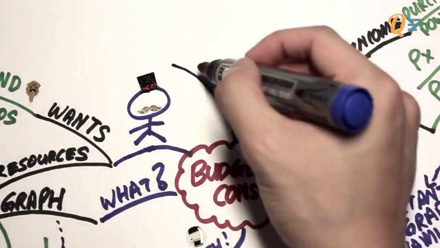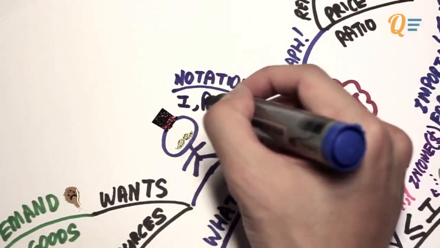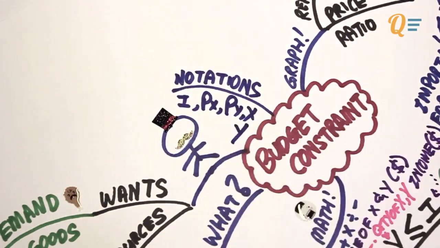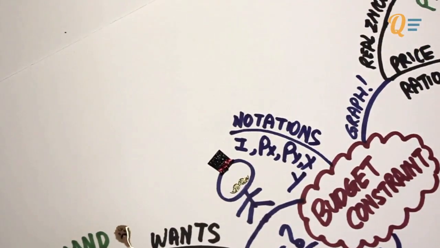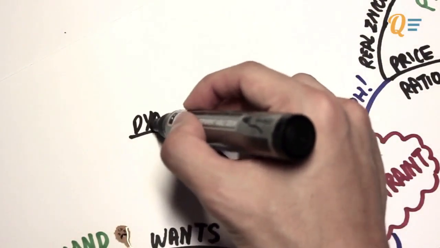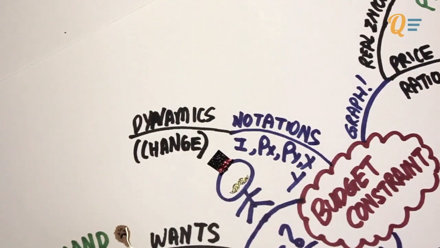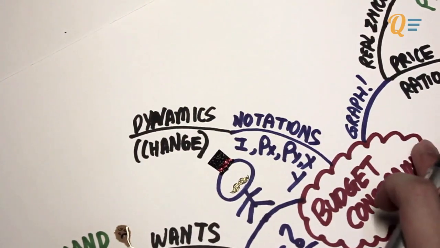Another basic point which I have to share with you is simply the notations part. So notations are algebra expressions for things like your income, prices, and quantities of goods. And we need to understand how this works for graph dynamics. Graph dynamics occur when values change, so like changes in income, prices, etc.